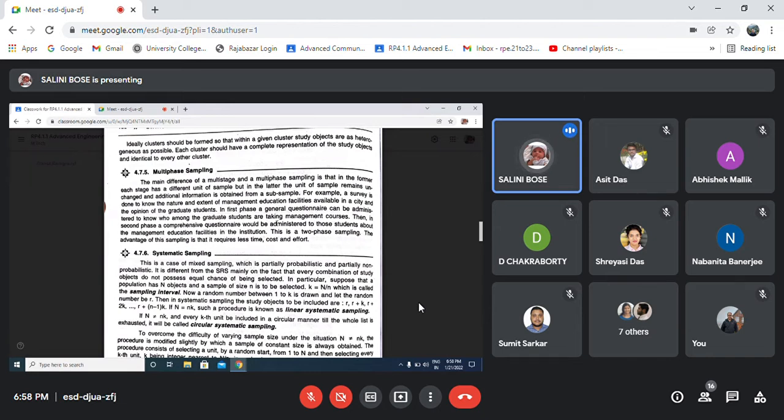So from this, what to do? First we have to take the graduate students who are doing the management course. Then at the first phase we do this sampling, then in the second phase we give some question sets to those students who are doing the management course. Then we can get the actual aim of our study. So this is called multi-phase sampling. Clear?